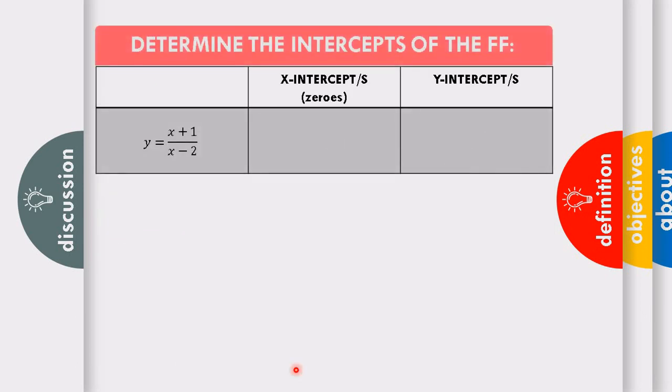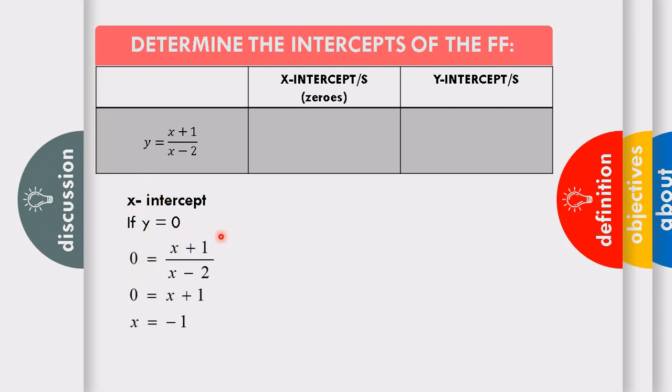So for example, we have here a rational function y equals x plus 1 over x minus 2. We are asked to find the x-intercept and y-intercept and its coordinates. First one is the x-intercept. Again, in finding the x-intercept in any function, not only in the rational, we have to change the value of y to 0. So 0 equals x plus 1 over x minus 2. Cross multiply, so 0 equals x plus 1. Then the x-intercept is negative 1.